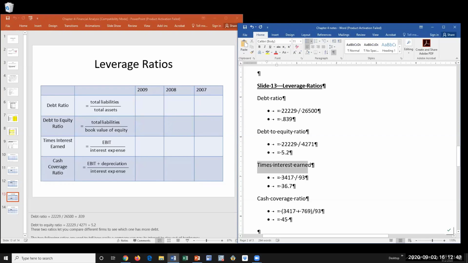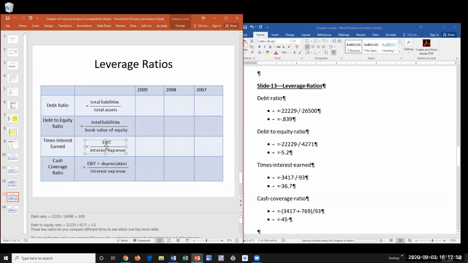And then we have the times interest earned, and this basically shows us a company's ability to make their interest expense payments. And what we're looking at here is EBIT. So do they make enough earnings before interest and tax to pay off their interest expense? You would definitely hope that this number is above 1. Because if it's below 1, they don't even make enough operating profits, or EBIT, to pay off their interest expense. And that one you see right here.